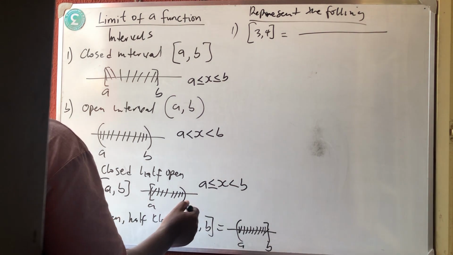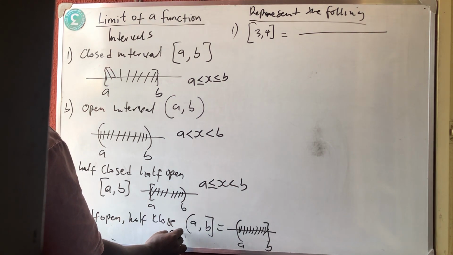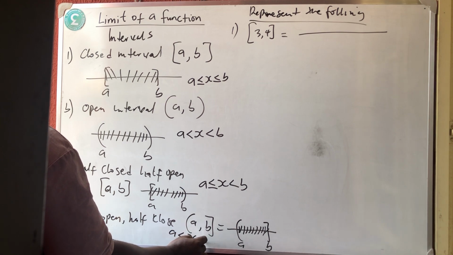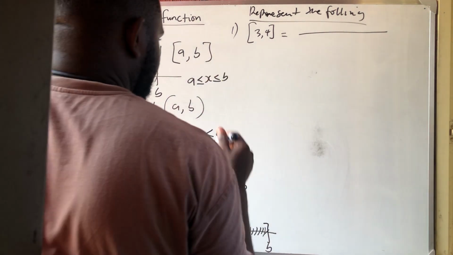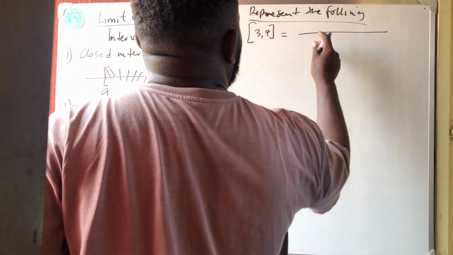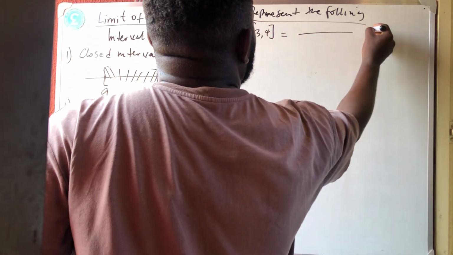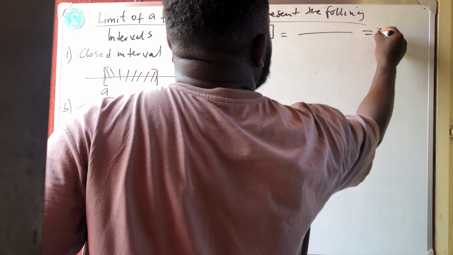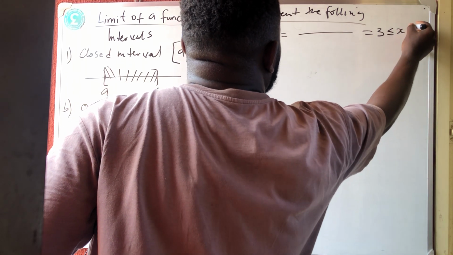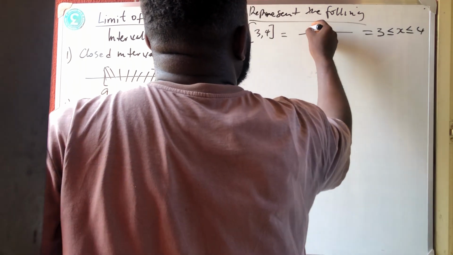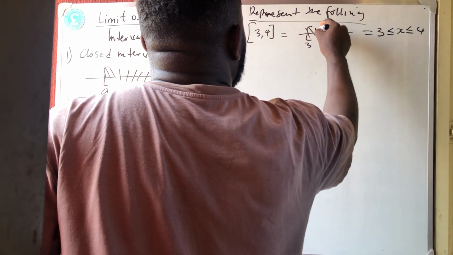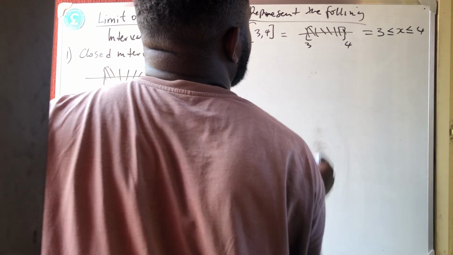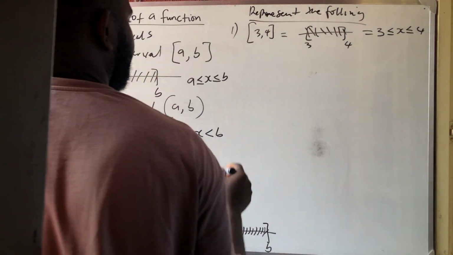Finally, this one is A is less than X, which is less than or equal to B. So this one means that, for number one, it is equal to 3 is less than or equal to X, which is less than or equal to 4. From 3 to 4, everything is involved. Both 3 and 4 are involved.